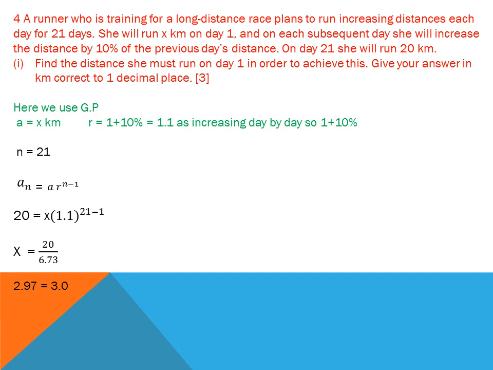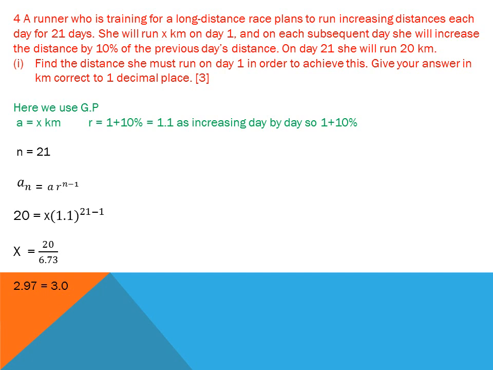On day 21 she will run 20 km. It means the 21st term is 20 kilometers. Find the distance she must run on day 1 in order to achieve this. Give your answer in kilometers, correct to one decimal place, carrying 3 marks.